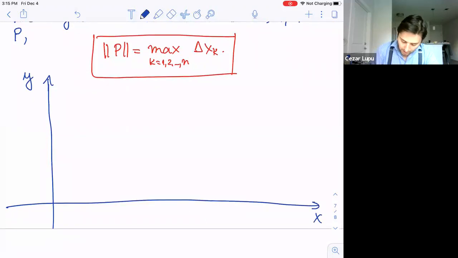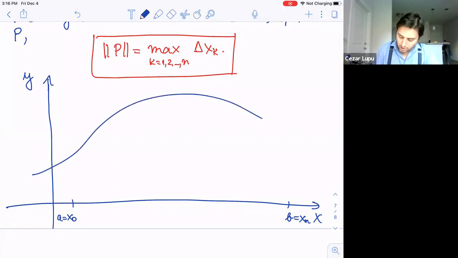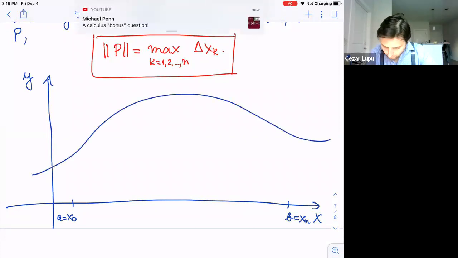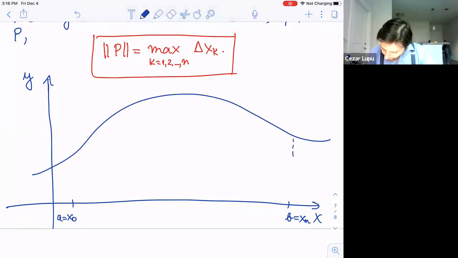So let's just say, okay, so I'm starting from the interval here and all the way to here. So this would be A equals x naught, and this will be B equals xn. And let's just say that the graph goes like this, right? So, oops, this would be something like this, right?